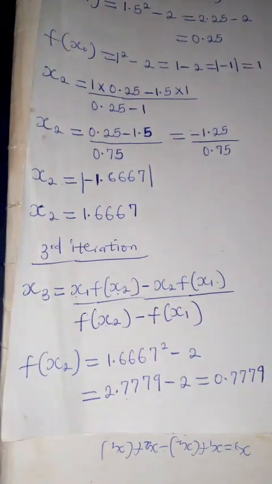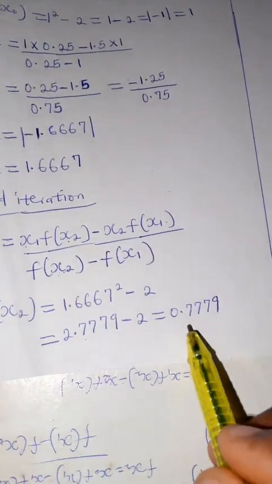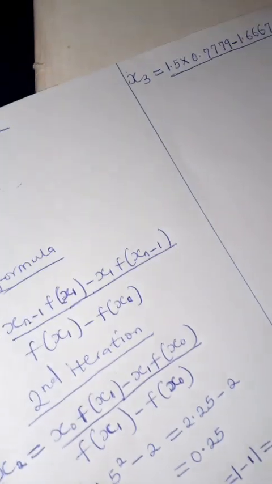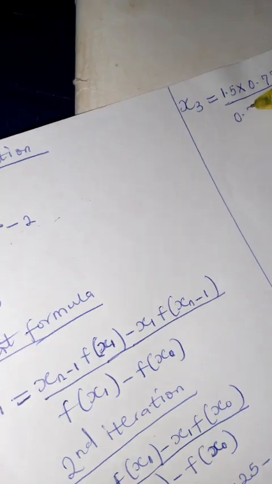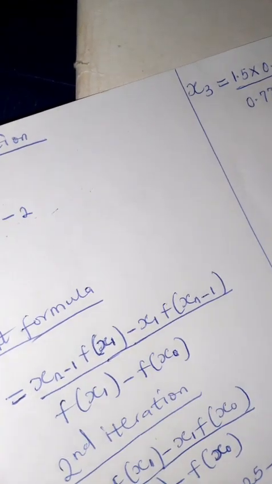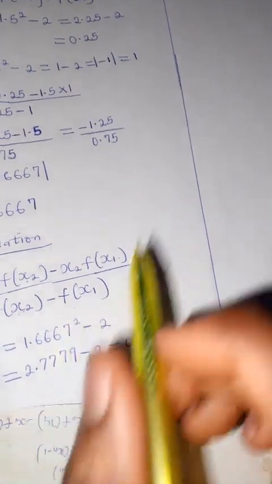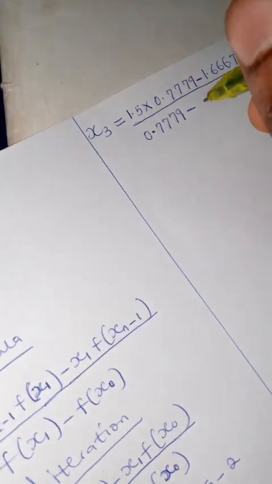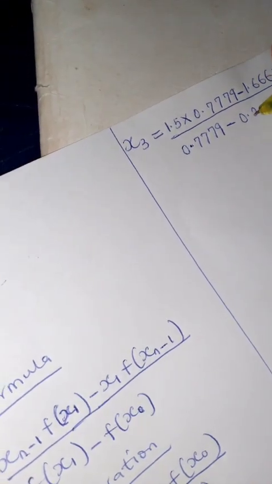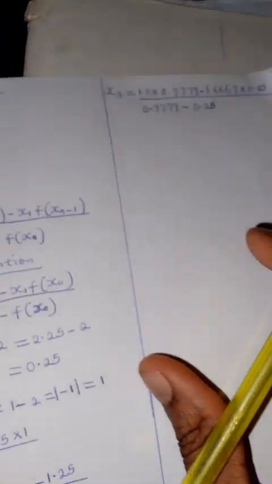now if we go back to our formula, we have f of x2. Our f of x2 is what? 0.7779, minus. Now f of x1 is what? 0.25. I hope you are following up.